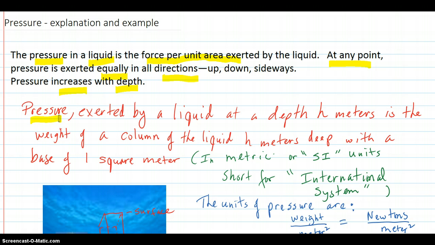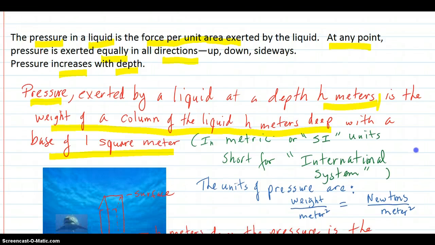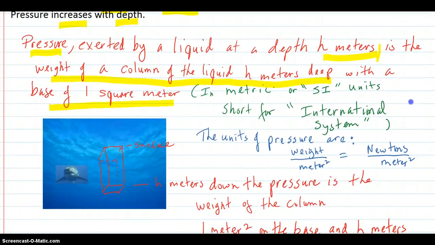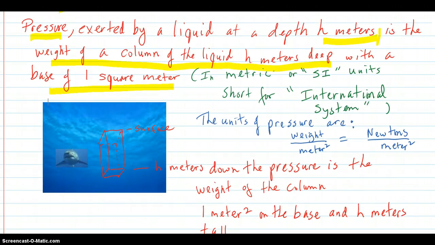Pressure exerted by a liquid at a depth h meters is the weight of a column of the liquid h meters deep with a base of 1 square meter. So we're talking about the international system, or the metric system, and the units of pressure are force units of weight, which is newtons per square meter. So here's how to think about it.